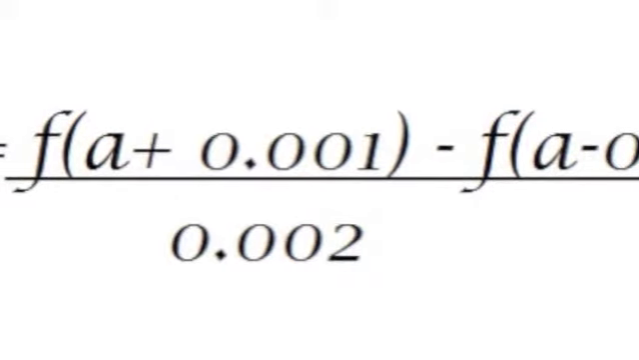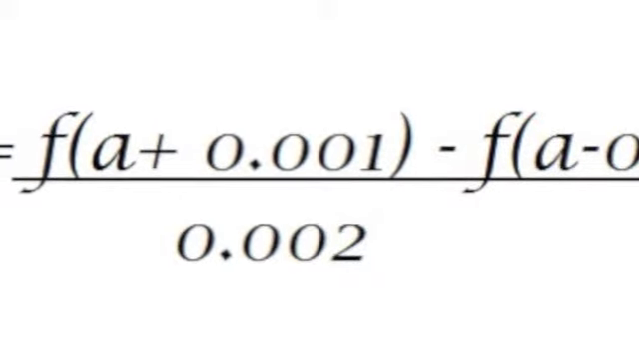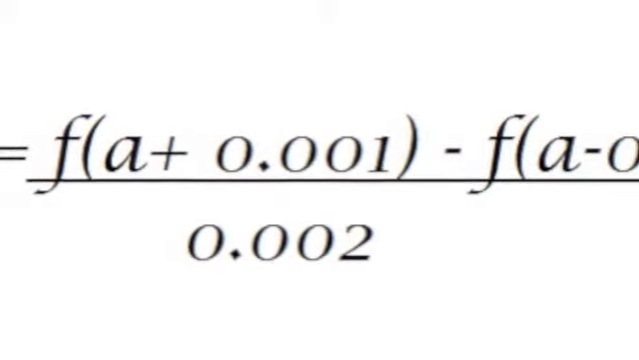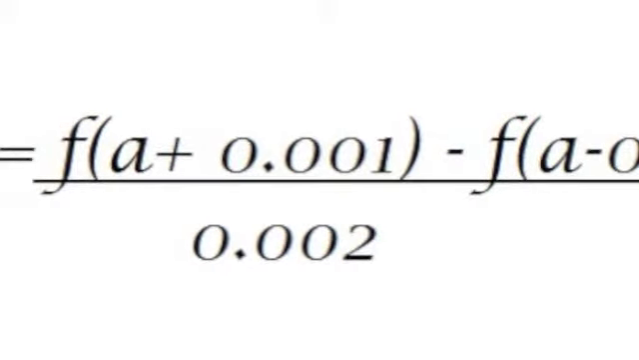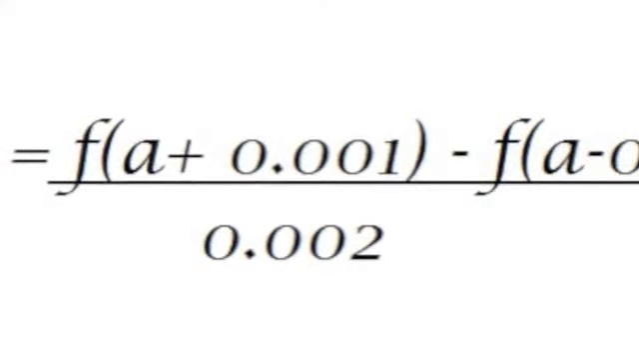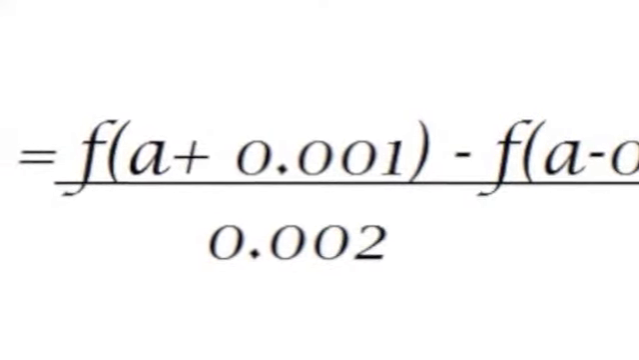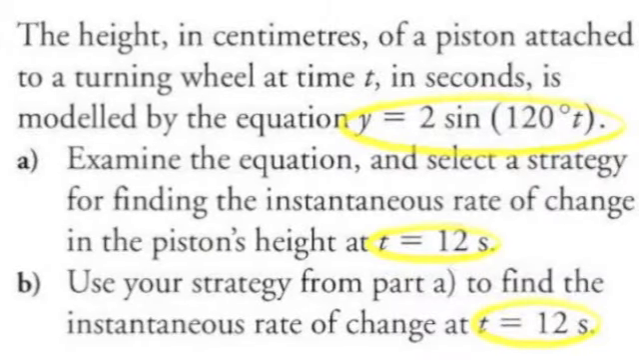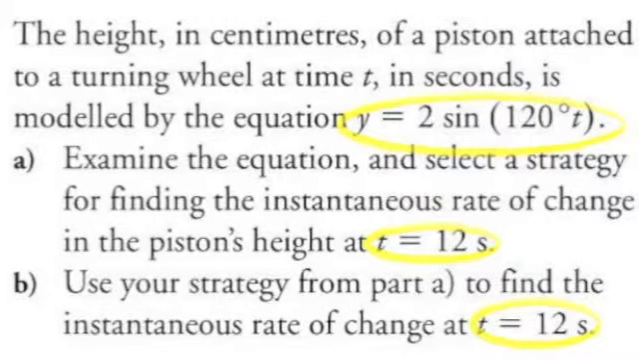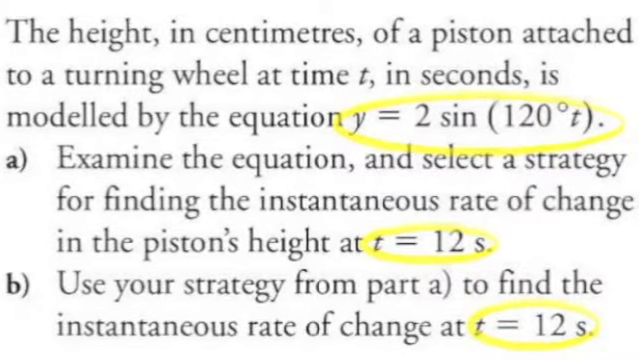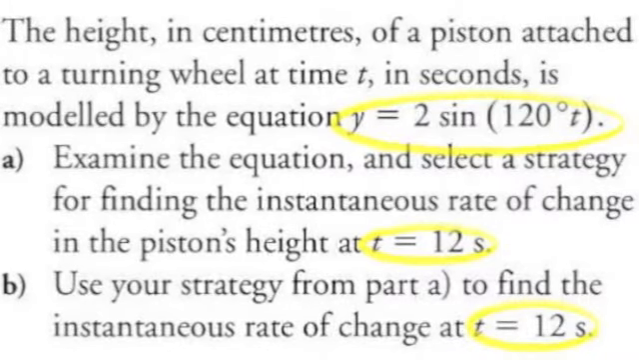The equation is the IROC, or instantaneous rate of change, equals f of a plus 1,000th minus f of a minus 1,000th all over 2,000ths. This formula is derived from the average rate of change, but is different in the fact that thousandths are being added and subtracted, and the denominator is a constant.